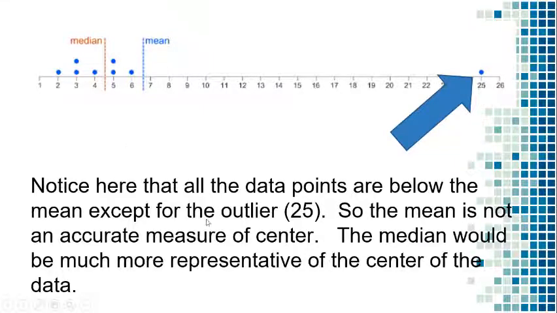Notice here that all the data points are below the mean. All of my numbers except 25 are below the mean. So it doesn't really make sense to use the mean to describe the data when 7 out of my 8 points are below it. We want the mean or the median to describe the average or the middle of my data the best way possible. So the mean in this case is not an accurate measure of center. The median would be much more representative of the center of the data. So when we have this outlier out here, we are not going to use the mean. We're going to use the median to describe the center.